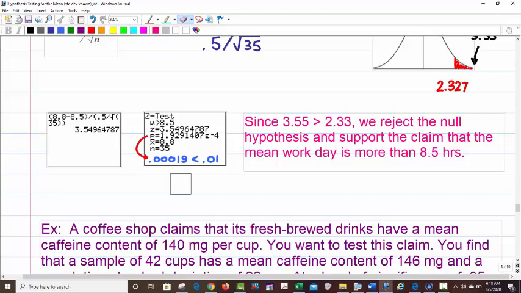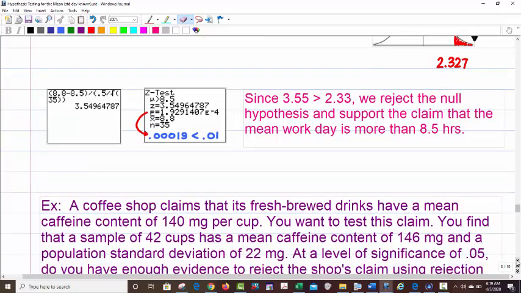Because sometimes students will ask me, is it possible to get reject by one method and fail to reject by the other? Well, it's possible, but that means you did something wrong. You can't do it correctly and have that happen. It's going to yield either reject by both methods or fail to reject by both methods. So a mistake was definitely made if you got reject one way and fail to reject the other.